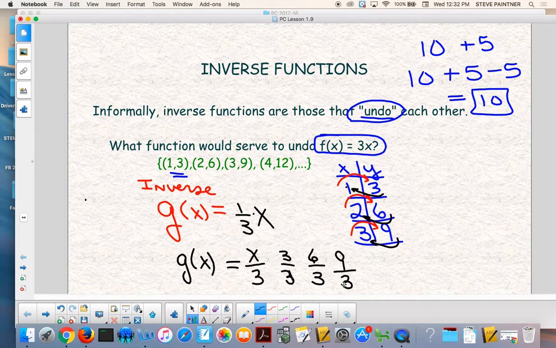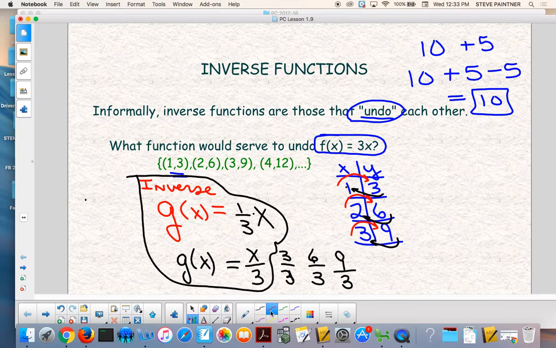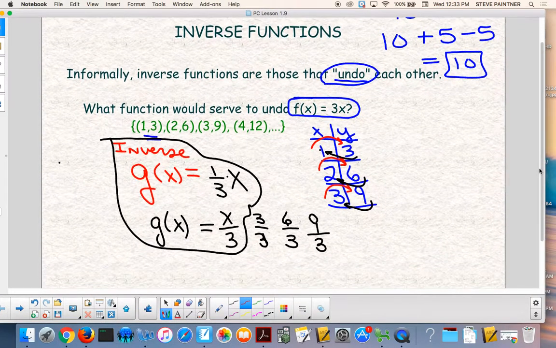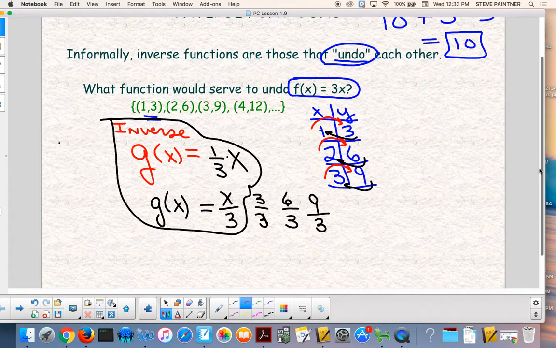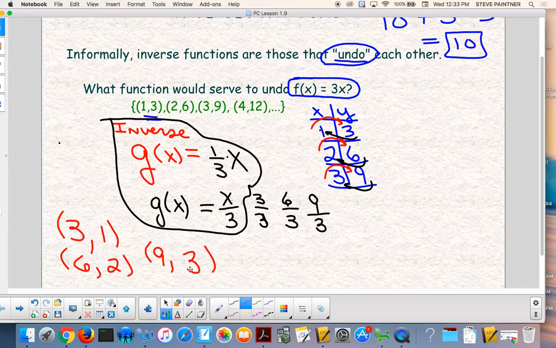Okay, so guys, this is called the what function? Inverse function, right there. Now just quick, if you look at the ordered pairs that actually work in the inverse function, if I put in 3, I get out 1. If I put in 6, I get out 2. If I put in 9, I get out 3. What do you notice about the function and the inverse function? Look at the ordered pairs: 1, 3, 3, 1, 2, 6, 6, 2. Are you guys looking? What do you notice?